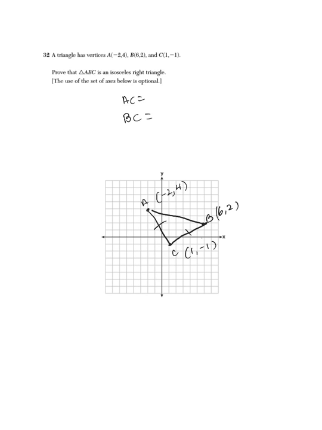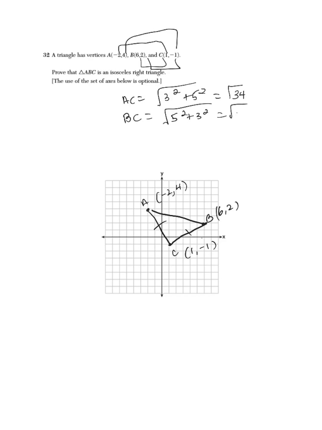In the Google Meet, we discussed that to find AC, you find out how far the x's are and how far the y's are. So you get the square root of 34. For BC, how far the x's are, how far the y's are. Square those numbers and then get the square root. So you can see the triangle's isosceles. Triangle ABC is isosceles since AC equals BC. That means the sides have equal measure.